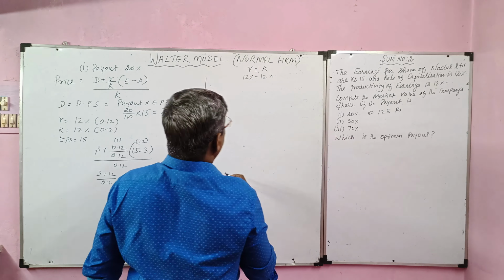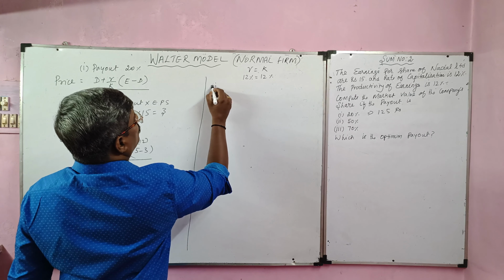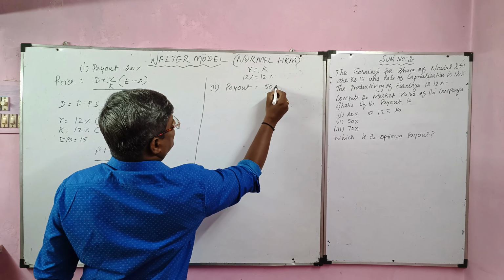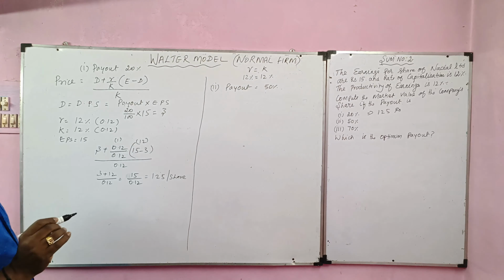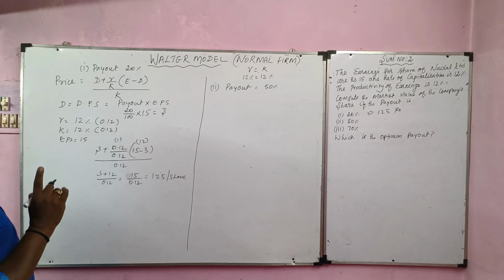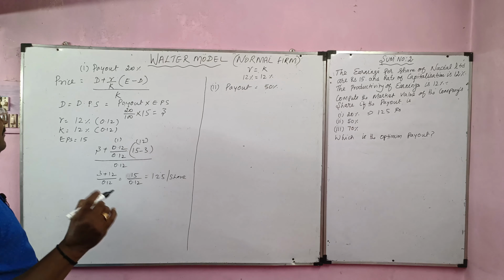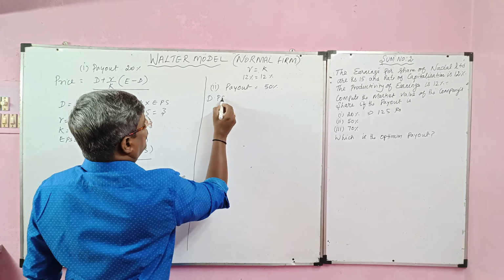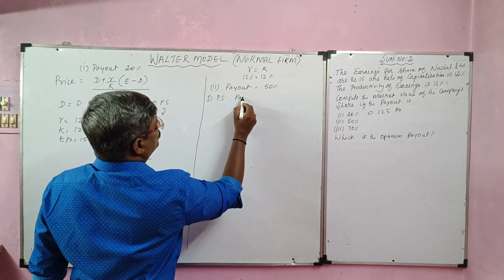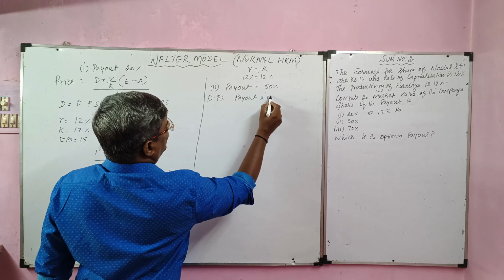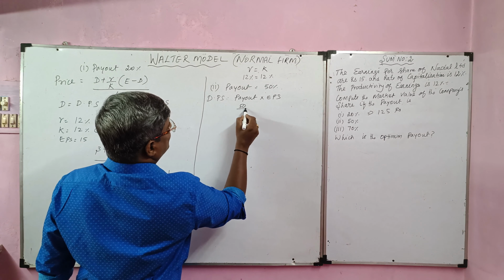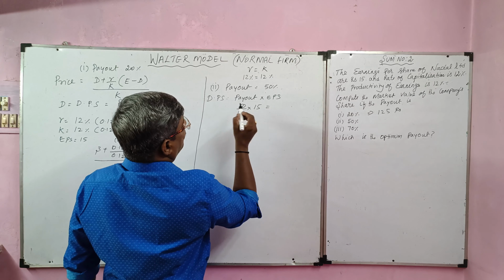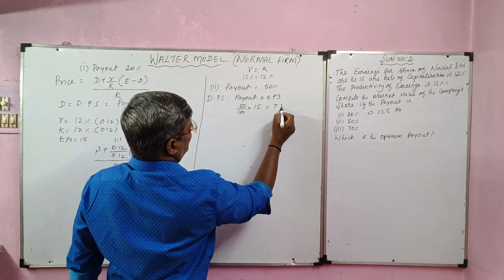Then we should move to situation 2. In situation 2, payout ratio is 50%. Here we have to change only the payout. With the help of that we can change the dividend also. We have to find the dividend. Remaining things are same. So dividend per share, the formula we know, payout multiplied by EPS. Payout 50%, our EPS already we know 15. So 50% will get 7.5.